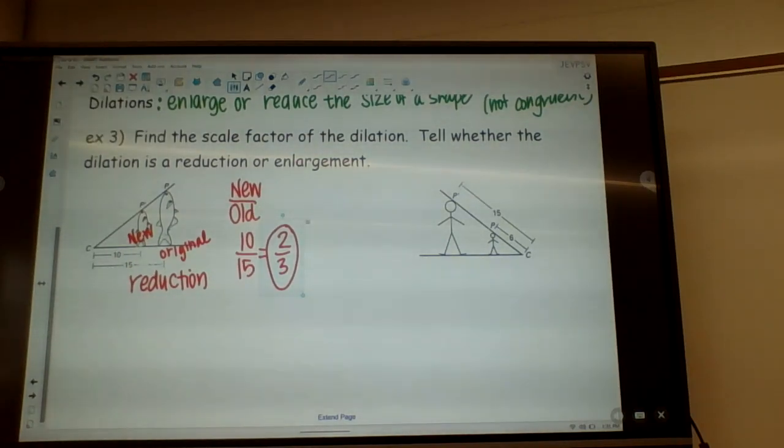With our next one here, this is an enlargement. So we have a little version of this little person and then the larger person. Because again, we start with P, this is the old. And then we have the new. So this is enlarged.